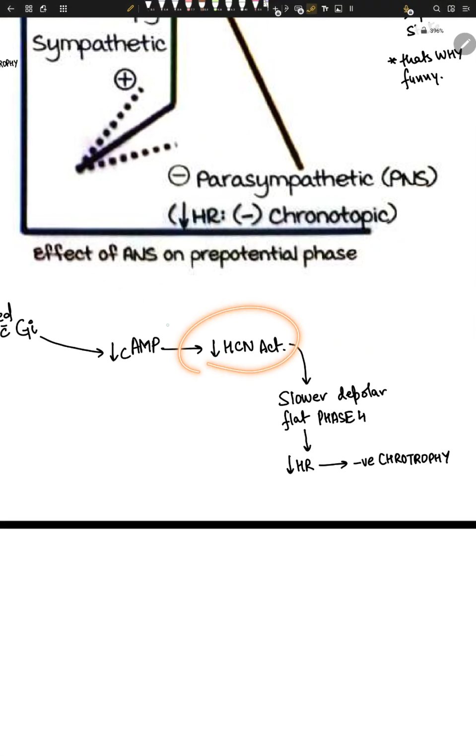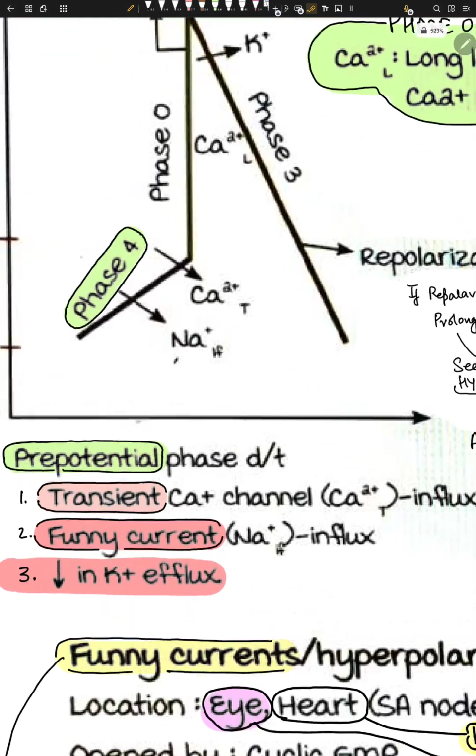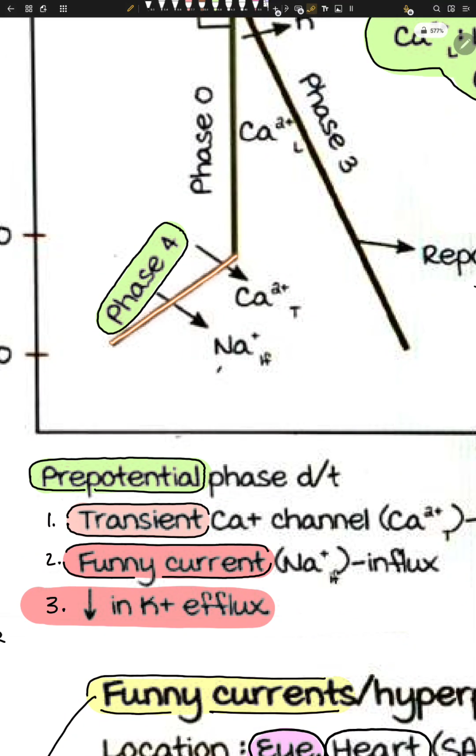Once the cAMP levels are reduced, all of these things go in the opposite direction, right? So the HCN activity goes down. We have less sodium coming in now. So slower depolarization, flat phase 4. What I'm saying is, this was the depolarization, right? Imagine we have more calcium and more sodium coming in. If we have more, the slope will go like that. If we have less, it will go flatter like that.